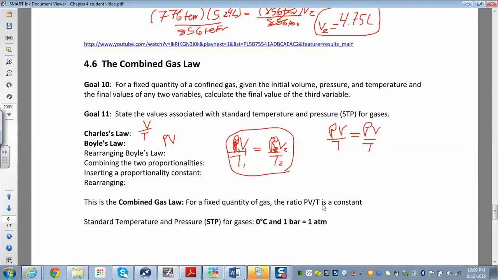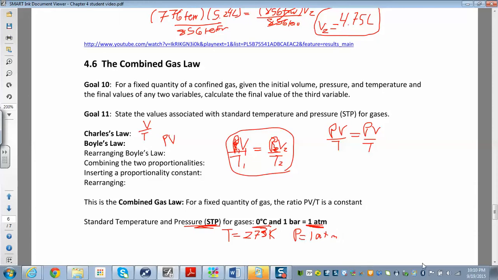A lot of times when we're looking at the combined gas law, or just gas laws in general, they'll tell you that one set of conditions takes place at standard temperature and pressure, or STP. STP just means they're telling you the temperature and the pressure. The temperature is 0 degrees Celsius, or add 273, so 273 Kelvin, and 1 bar, which is about equal to 1 atmosphere. So we're just going to use atmospheres. Whenever you see STP in a problem, it means the temperature is 273 Kelvin and the pressure is 1 atmosphere.